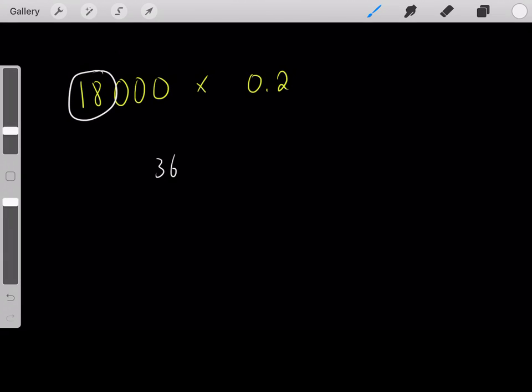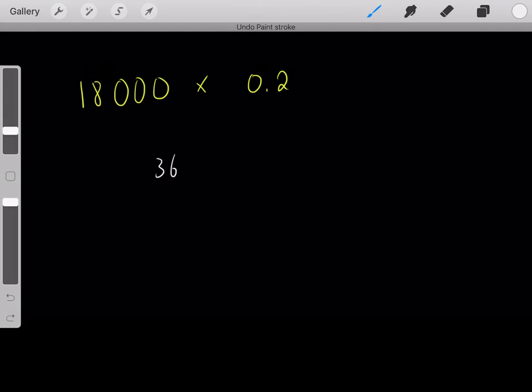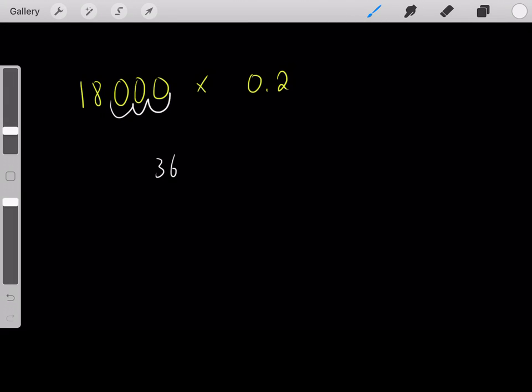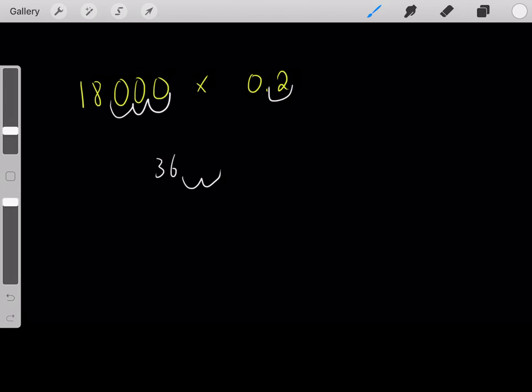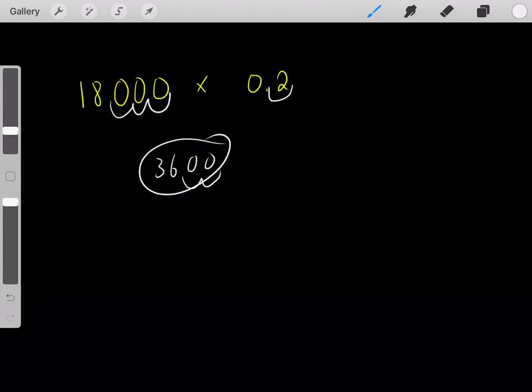So for the 18, how many magnitudes from this standpoint? 1, 2, 3 to the right. And then this 2 is what we're interested in. For the 2, how many magnitudes? 1 to the left, so 3 to the right. 1 to the left is the same thing as 2 to the right. So 1, 2. So now we know our answer is 3,600.